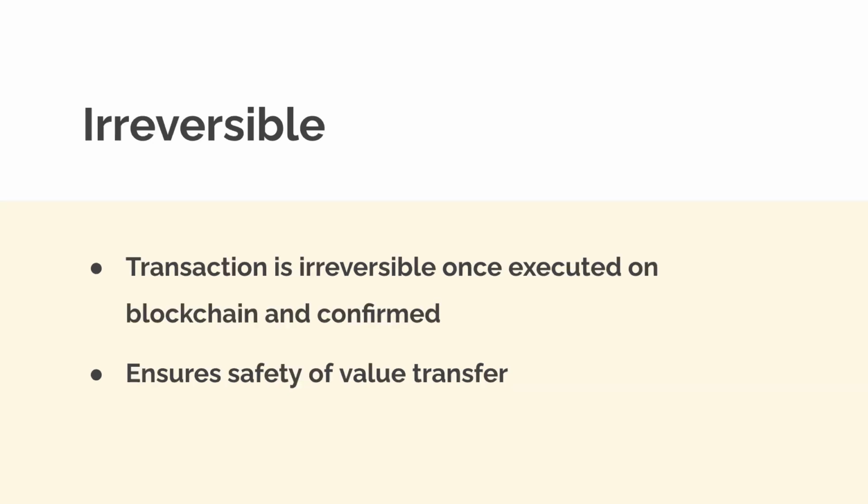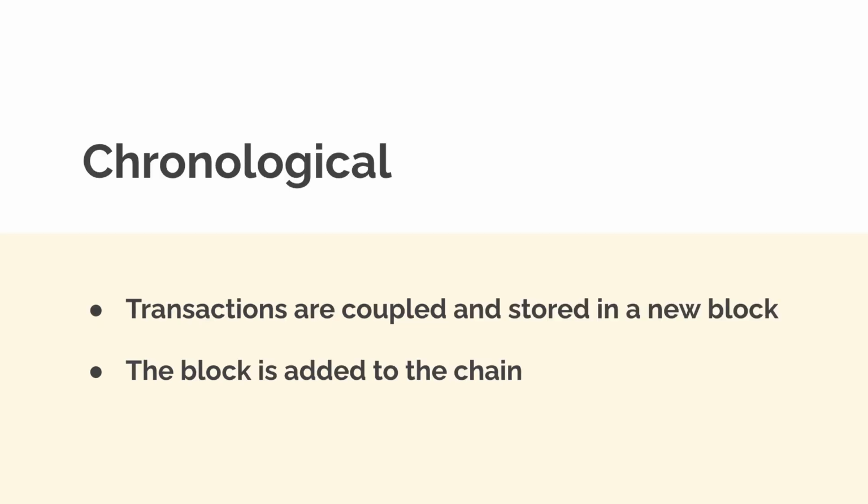As well, as I mentioned, the Ethereum blockchain is irreversible. You can't undo a transaction once it's been executed on the blockchain and confirmed. The reason for that is to ensure safety of value transfer, which, remember, value transfer means sending money without making a copy.